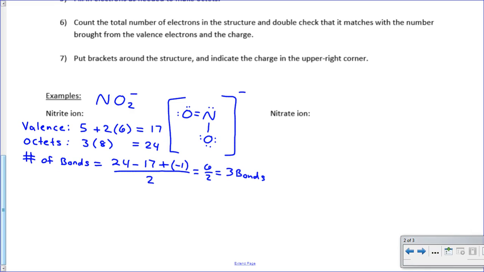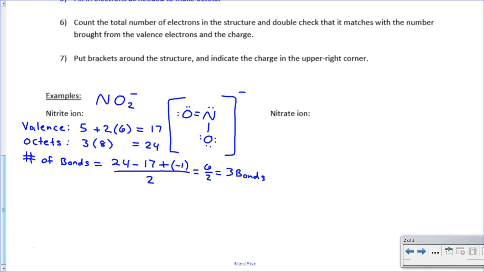It mentions here that to double check yourself, you can count the number of electrons in the structure. If you count all of the electrons, counting bonds as 2, you can verify that it adds up to the number of valence electrons plus whatever comes from the charge. So you should get that there are 18 electrons. 18 makes sense because we have 17 valence electrons that were brought, and then we got an extra electron because it has a -1 charge. And so there are 18 overall.